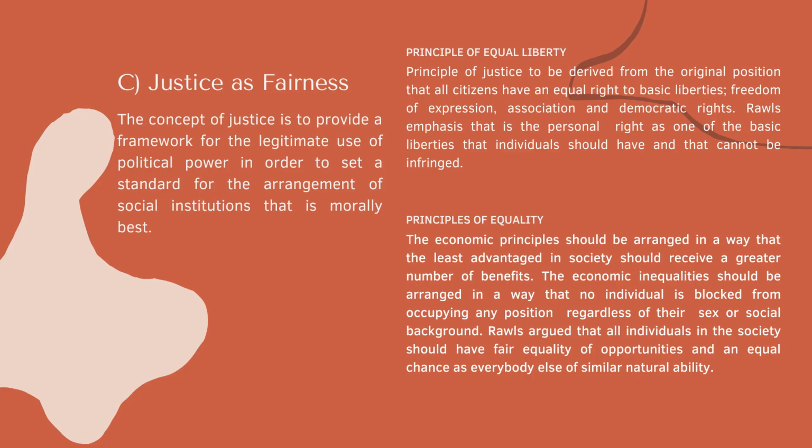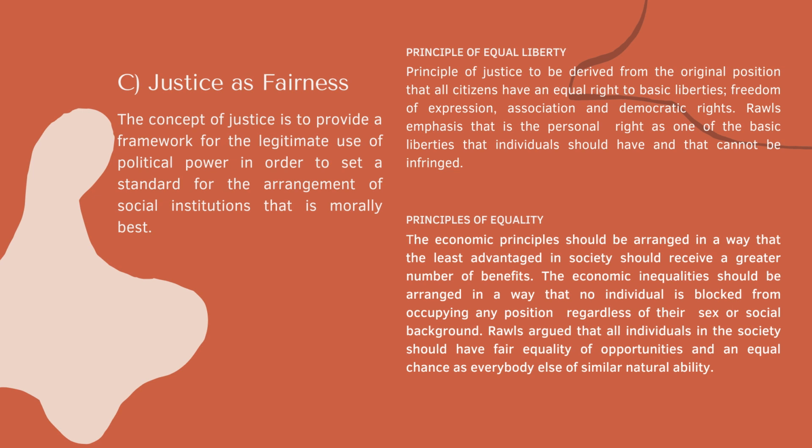The third structure behind this background of the theory is justice as fairness. John Rawls' concept of justice is to provide a framework for the legitimate use of political power, yet legitimacy is only the minimum standard of moral acceptability, because a political order can be legitimate without being just. Justice sets the maximum standard in the arrangement of social institutions that is morally best. The idea is that citizens are free and equal and that society should be fair. He sees it as resolving the tensions between the ideas of freedom and equality.